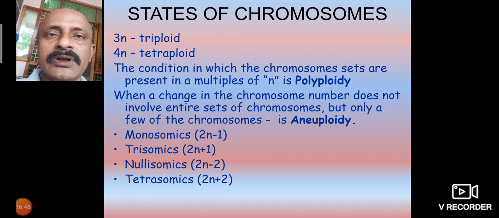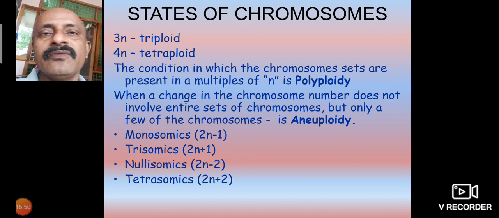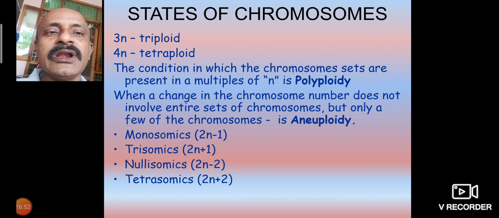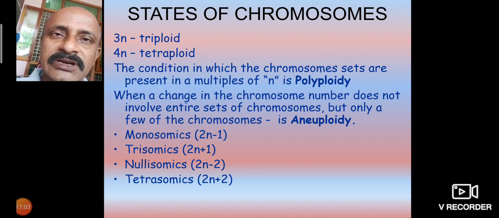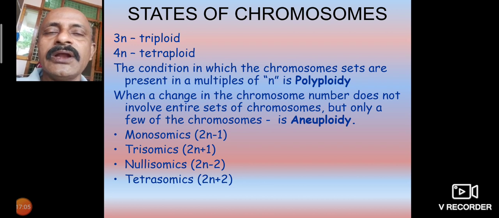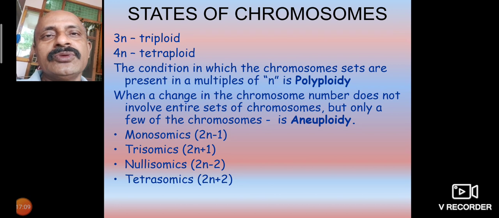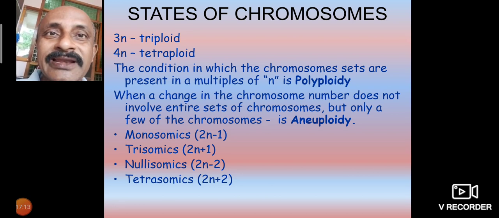Aneuploids. The total number of chromosomes is two sets, but one is lacking. One chromosome missing is called monosomic, 2n minus 1. Trisomic means 2n plus 1. Okay? A set of chromosomes plus one additional chromosome, one, not a pair. Monosomic is the total number of chromosomes minus 1.